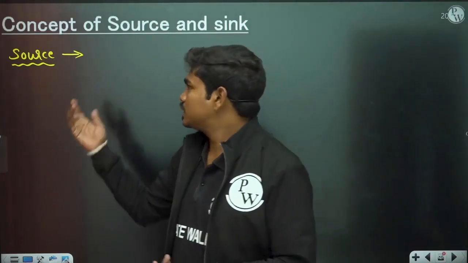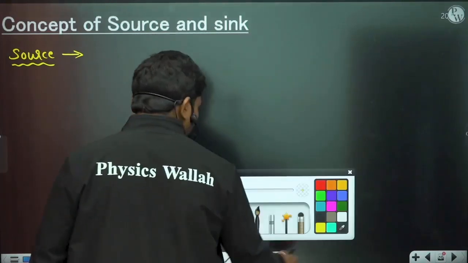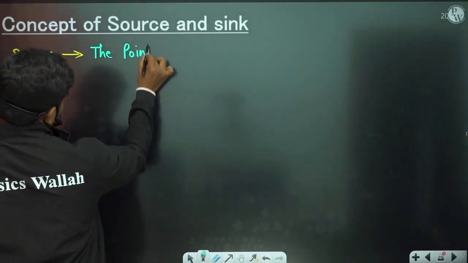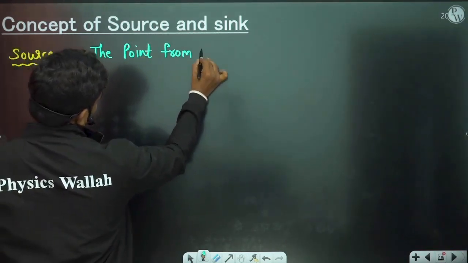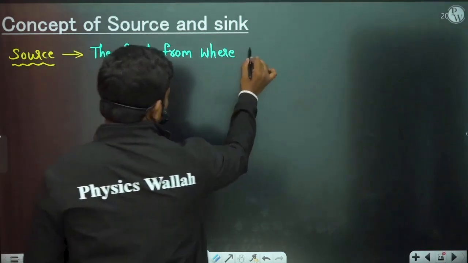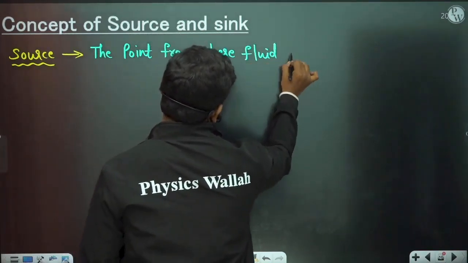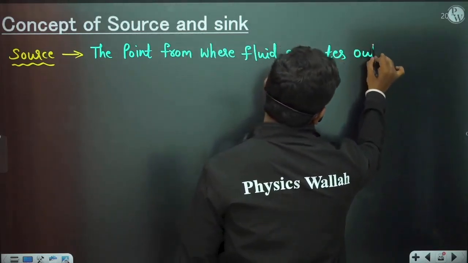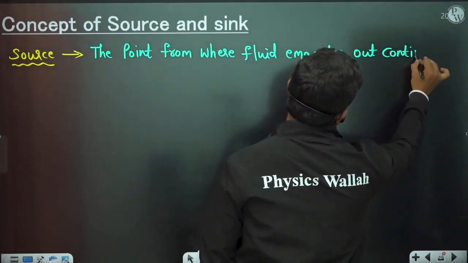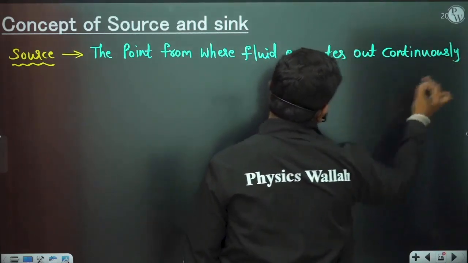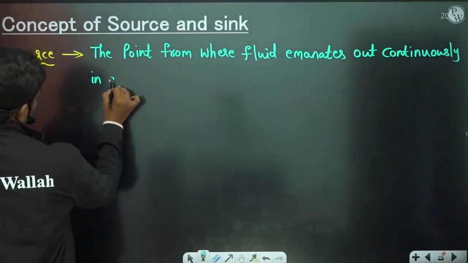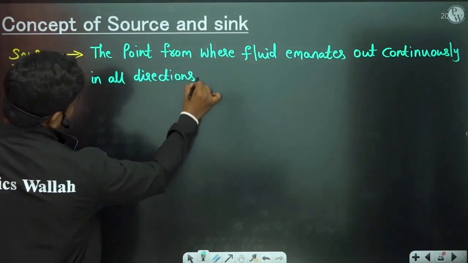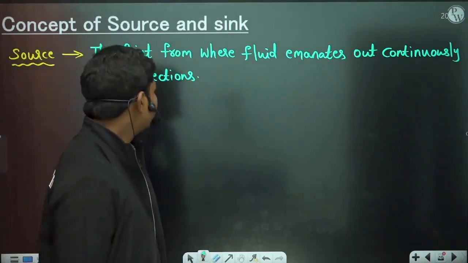Similarly, in fluid mechanics, the source we are talking about is nothing but the point from where fluid emanates continuously. Emanates means coming out. The fluid emanates out continuously in all directions. So this is a source, the point from where fluid emanates out continuously in all directions.